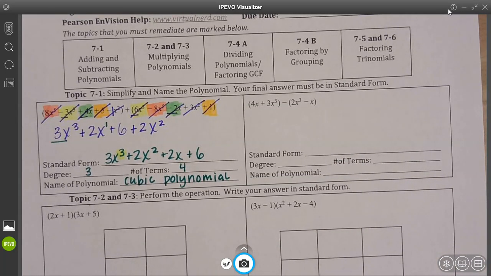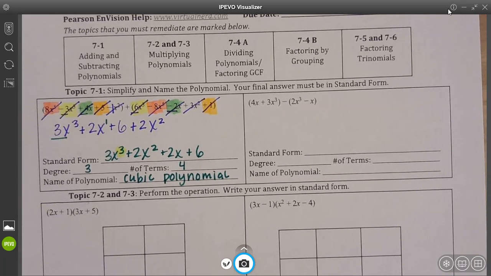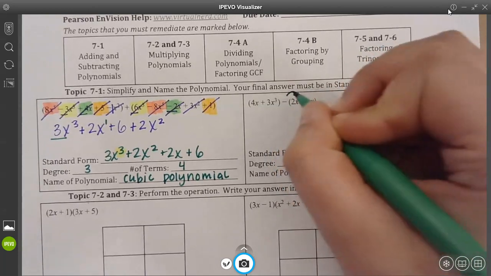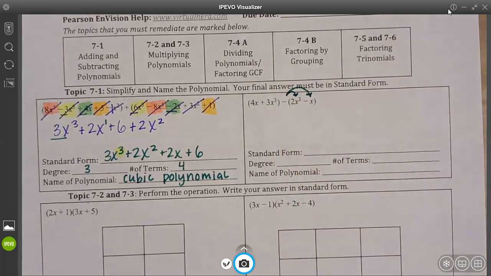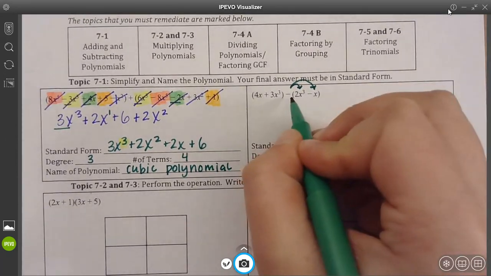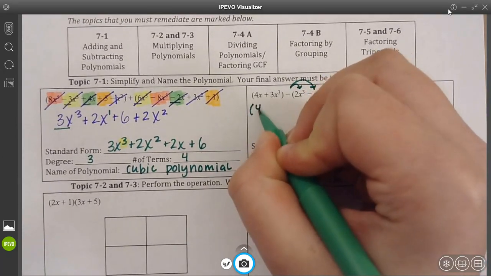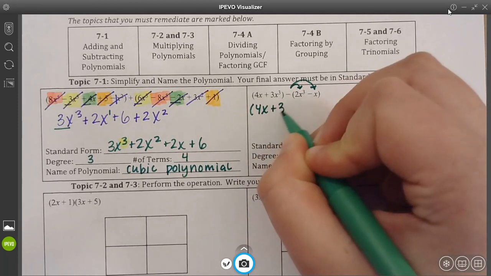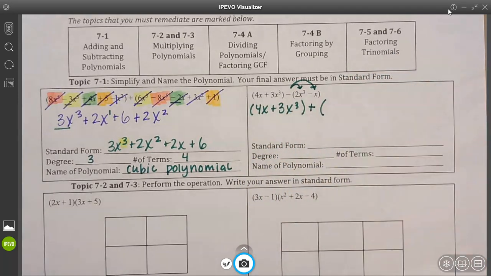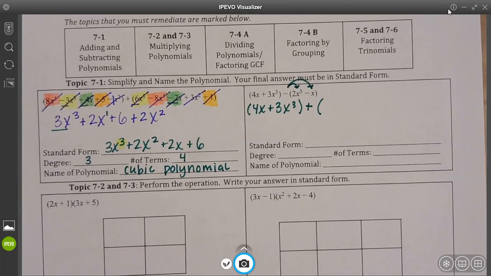So there's one little thing that I like to do first before I match up my like terms. I like to turn my subtraction into an addition problem. And I'm going to do that by distributing that negative sign. My first set of parentheses is going to stay the same. So nothing's going to change there, but I'm going to turn it into an addition problem by distributing that negative.